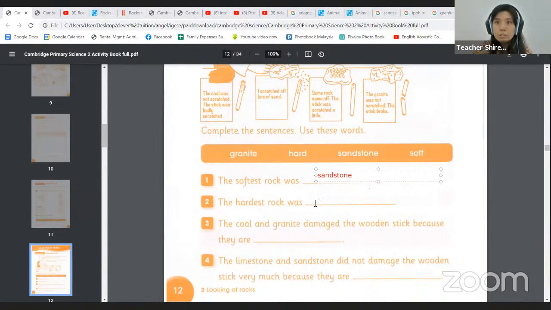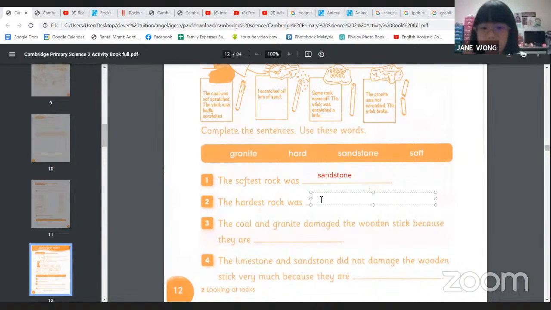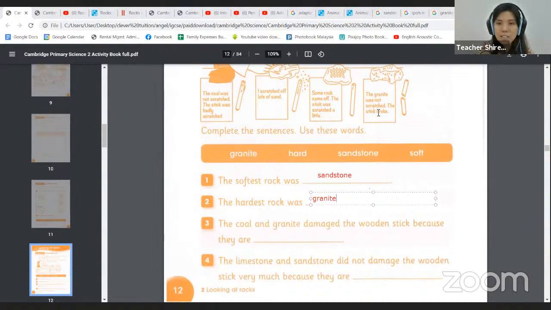Okay, number 2. Jane, can you read the hardest rock? The hardest rock is granite. Very good. Granite. The hardest rock is granite, which is here. You see, when you scratch on the granite, the stick's broken, but the rock is still fine because it's granite. Strongest of them all.